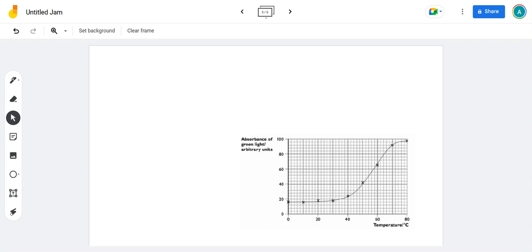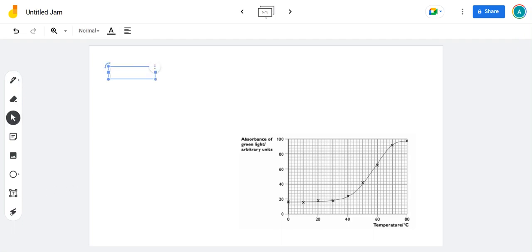Okay, so let's have a look at what our results are actually showing us, what's actually happening. So, first of all, the higher the absorbance, it means that there's less light passing through the solution. So it means that there's more pigment in there. Okay, so you've got to be able to actually interpret what those results are telling you.